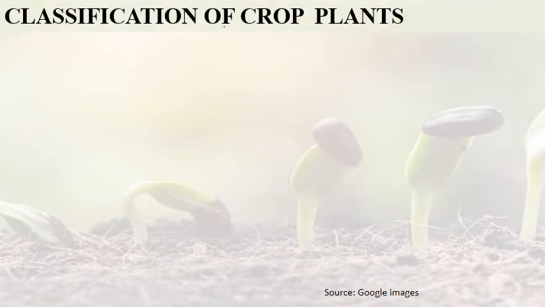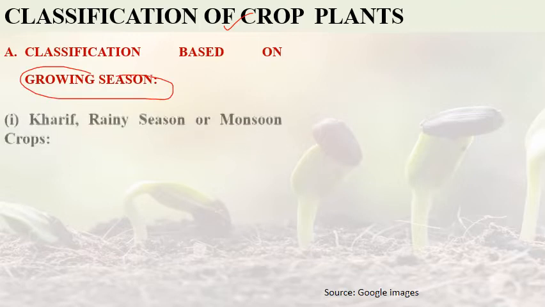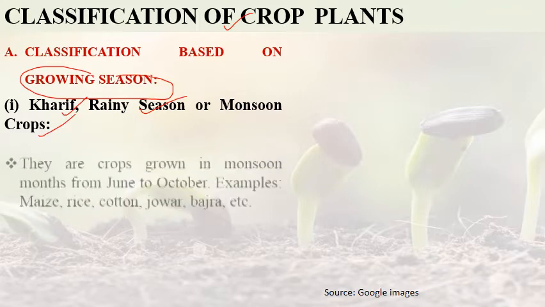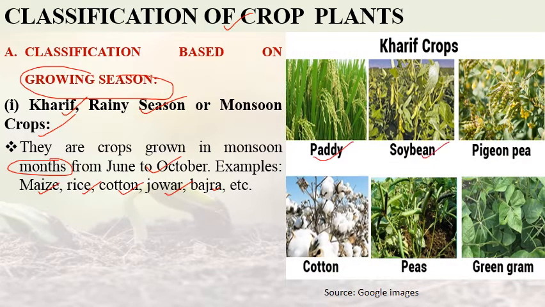Next, we have classification of plants. So we classify plants on the basis of growing seasons. Firstly, we have Kharif, rainy season or monsoon crops. These are the crops which are grown in monsoon months from June to October. For example, we have maize, rice, cotton, jowar, bajra. These crops come under Kharif crops. Like we have paddy, soybean, pigeon pea, cotton, peas, green gram, and maize. So these crops are known as Kharif crops or rainy season crops.